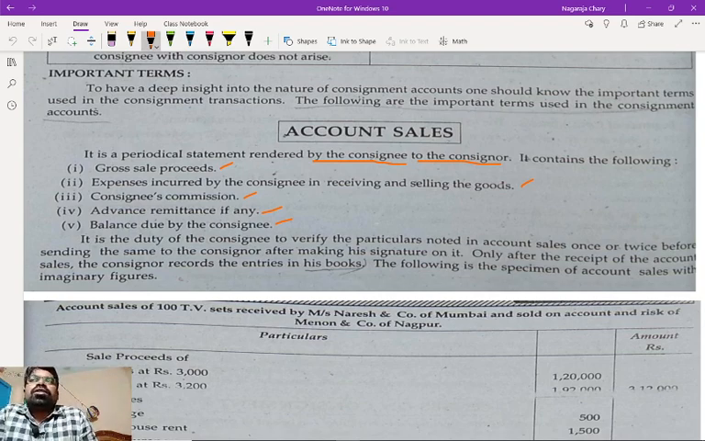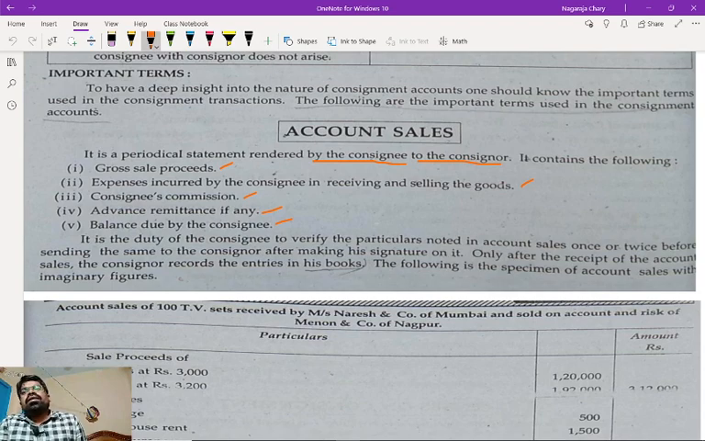So for whatever commission he is eligible, how much commission is eligible, how much amount has to be taken, all the detailed information about commission. And advance remittance. Sometimes advance is taken by the consignee, or advance is sent to the consignor. So like that, all the detailed information.